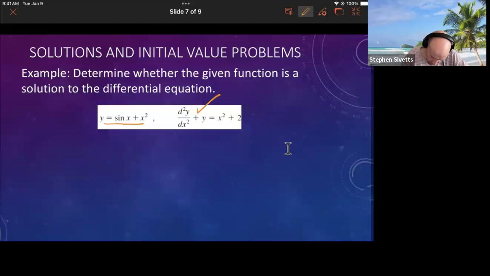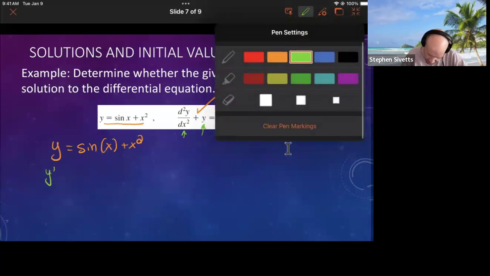Okay, well, one way is to just look at what y is equal to. From this equation, we have to take the second derivative of y, then add its original function, and make sure it equals x squared plus 2. That's our goal. So dy dx, or y prime, and this is another point I want to mention.